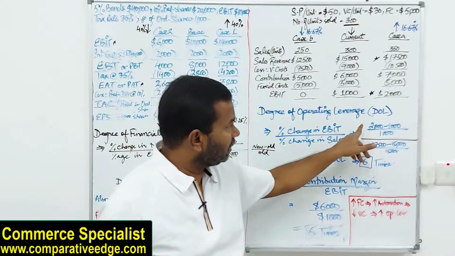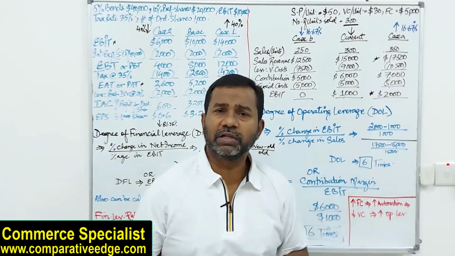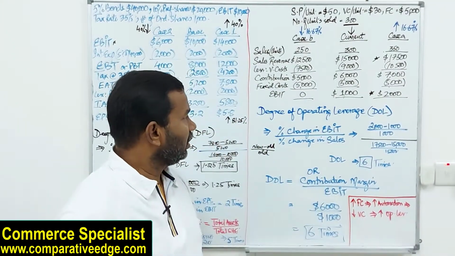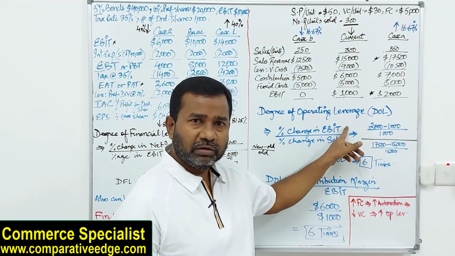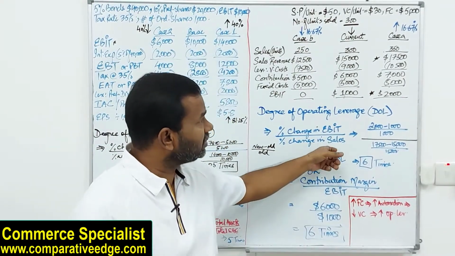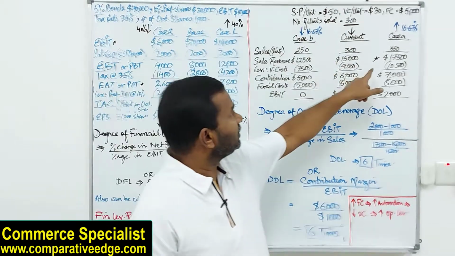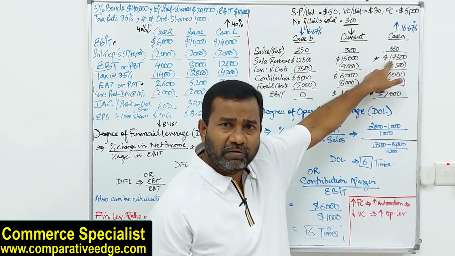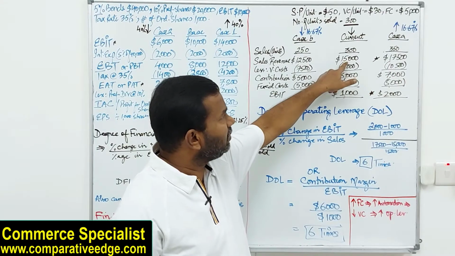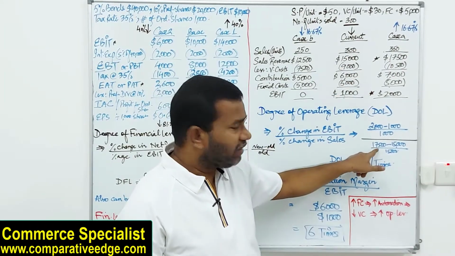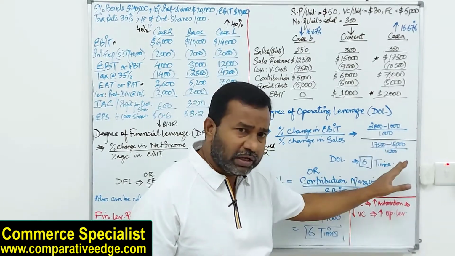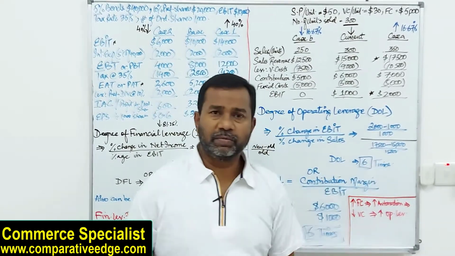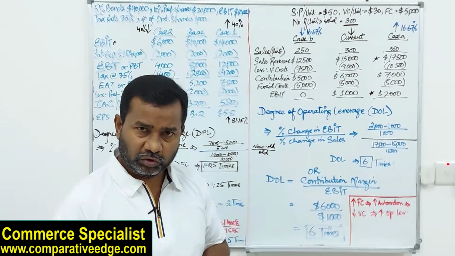So the numerator, all this, will give you the percentage change in EBIT. The denominator says percentage change in sales. So if you look at sales, new sales is 17,500 minus old is 15, divided by 15. 17,500 minus 15 divided by 15. When you solve all this, you are getting 6 times, the degree of operating leverage.